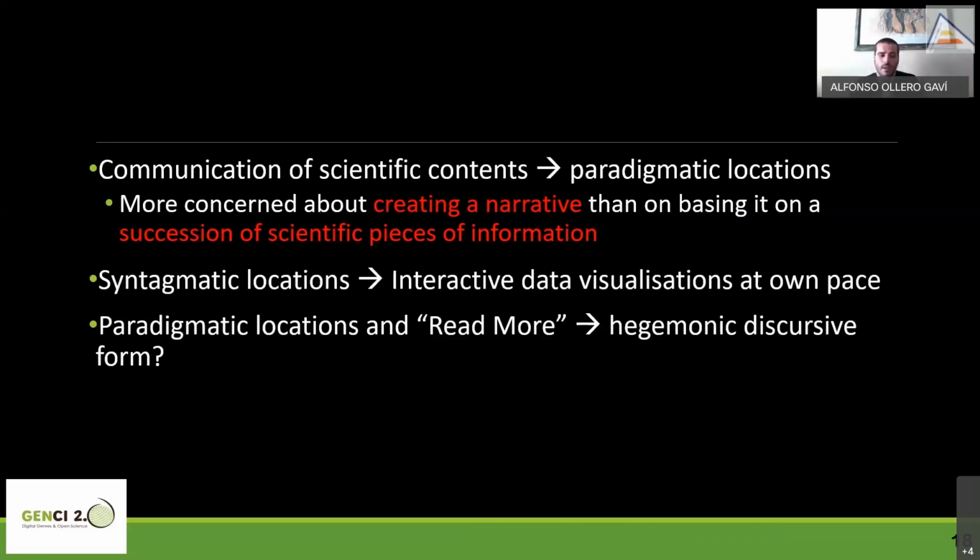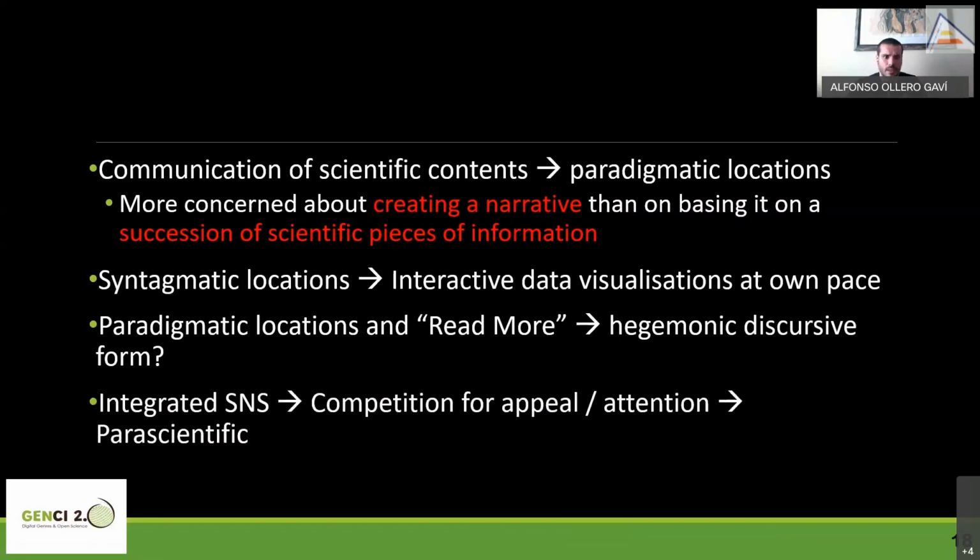That is, in spite of all of the interactivity that we can find within the text, the read more section is the one that offers the most scientific information. So I was still wondering, or something that crossed my mind was this thought about the hegemonic discursive form of written text, even in this highly multimodal, highly audiovisual text that we are still employing. The written form is still the hegemonic discursive form in this kind of text.